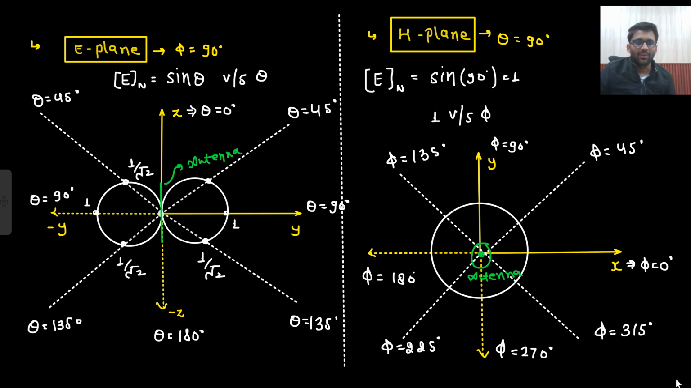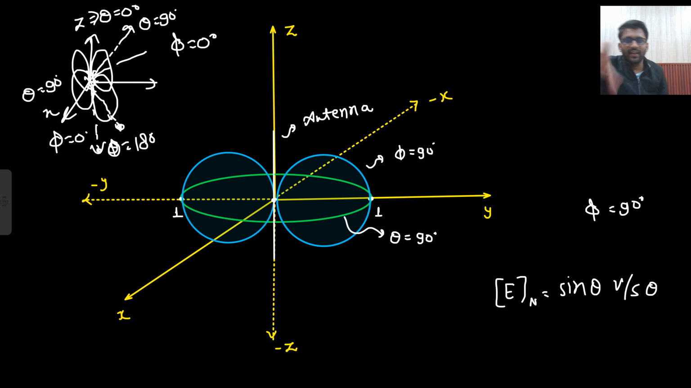The plot you must have understood. Antenna, then theta value I am changing, and here also I will get the same thing, and then on the xy plane I will get the same thing. But what I am plotting is the normalized value of E. Then I combine both of them, and that is very easy to visualize.